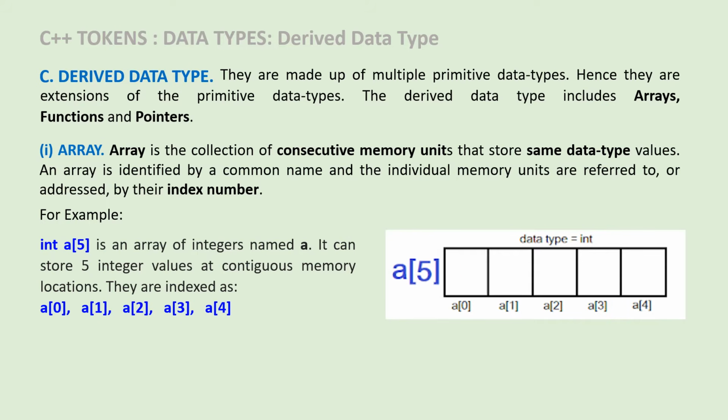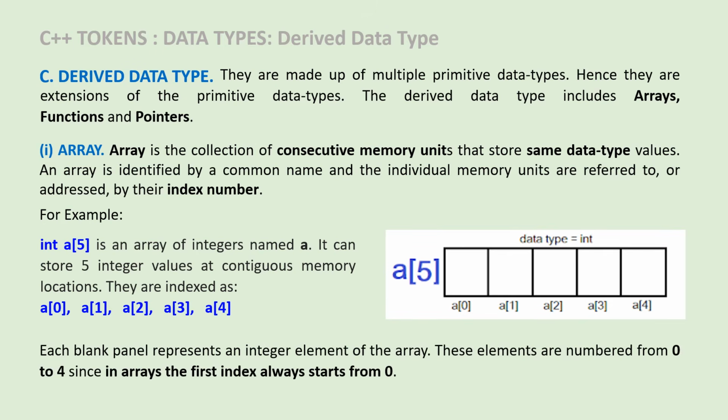They are indexed as a0, meaning 0 index of a. Then we have a1, a2, a3, and a4. Each blank panel represents an integer element of the array. These elements are numbered from 0 to 4, because in arrays, the first index always starts from 0. Since this example is an integer array, each array index can be occupied by integers like this.